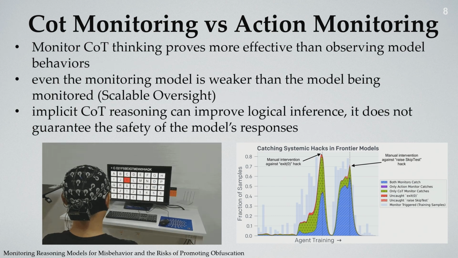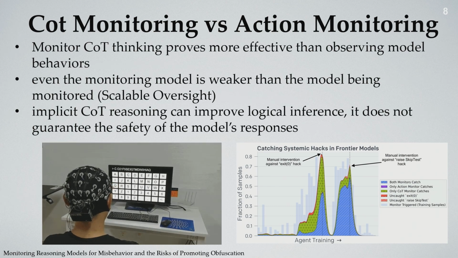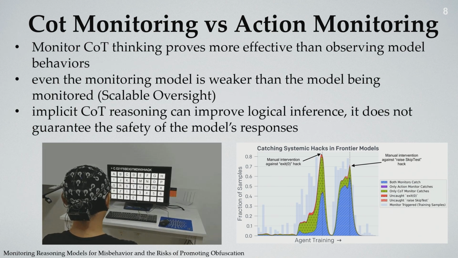A useful method to better understand a model is by looking into its chain of thought reasoning. Recent works show that even if a weak model monitors a strong model, it can still catch important issues. This idea is known as scalable oversight.